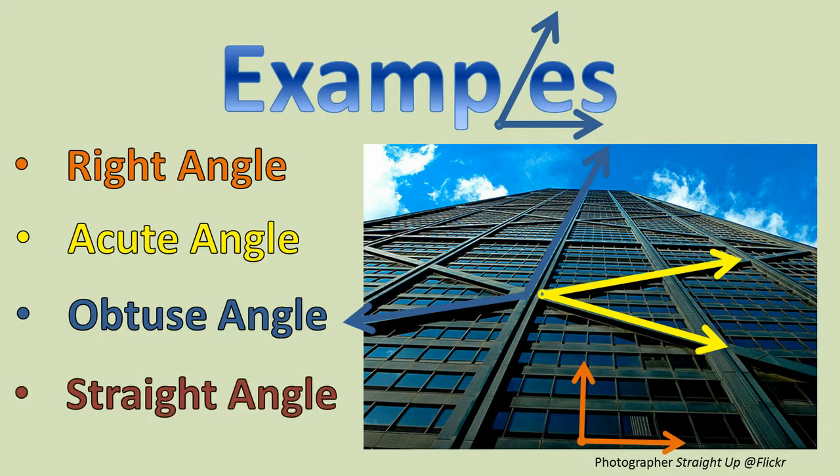And finally, we have our straight angle, and a straight angle is basically just a straight line with a point in the middle, or a vertex in the middle, that it could pivot from. Here's an example of one. Notice that it's right on the edge of those two lines where the vertex is, and then it goes out infinitely in both directions.